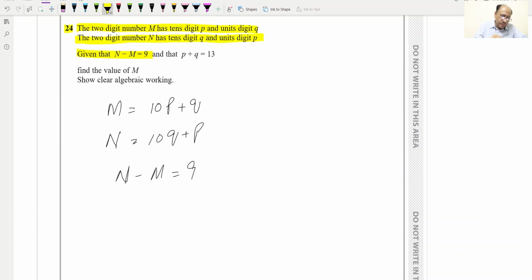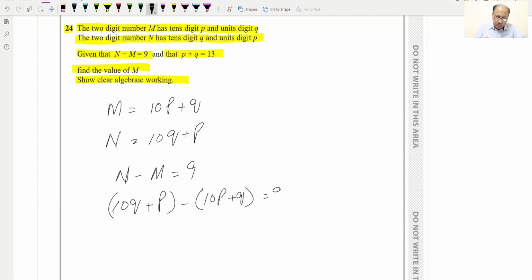If we completely go through the question first, P plus Q is equal to 13, find the value of M, show clear algebraic working. So now we can replace these values in this equation. N is 10Q plus P, minus M which is 10P plus Q, and this is equal to 9. This will be simplified: open the bracket, so it will be 10Q plus P minus 10P minus Q, minus into plus will be minus, and this is equal to 9.